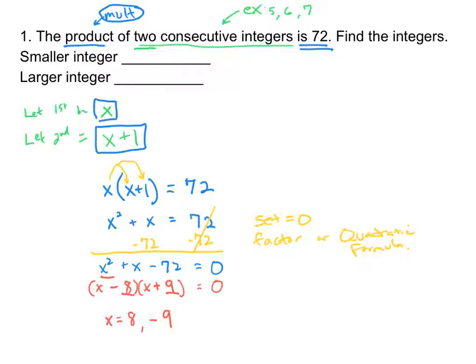So you've got 2 different options. You can either do 8 and 9. These would be 2 consecutive integers. Or you could do negative 9 and negative 8, since we're adding 1. Be careful you don't put negative 10. But probably mostly you'll do 8 and 9 for your answers, but negative 9 and negative 8 would also work.